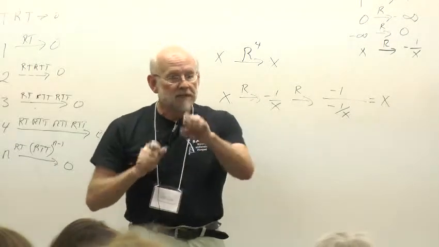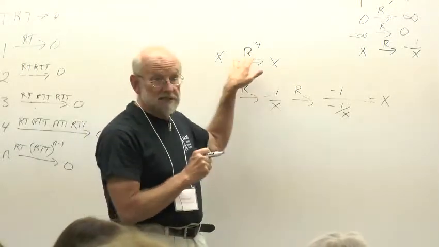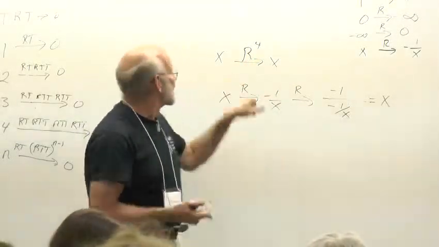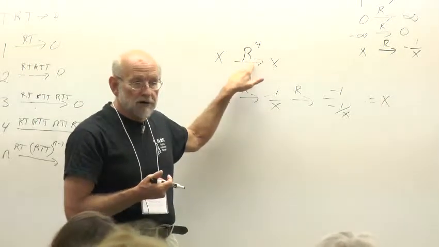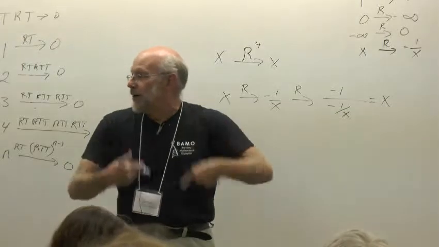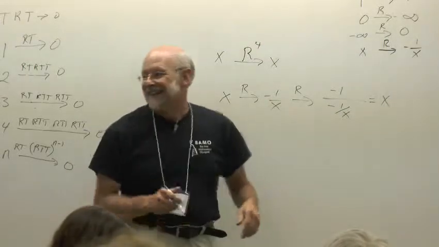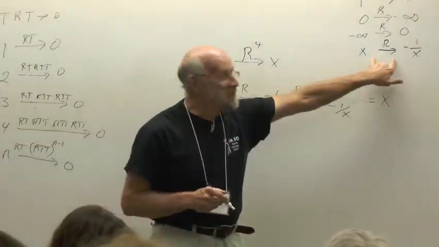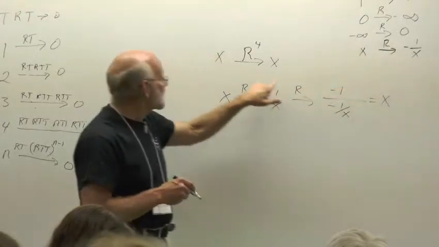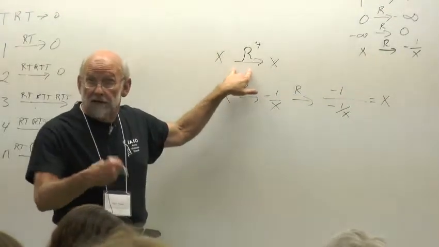So if you do 2 R's in a row, if this is the correct formula, you're in business. And clearly, if 2 R's get you back to where you are, then 4 R's will get you back twice. So this thing is also compatible with R to the fourth.